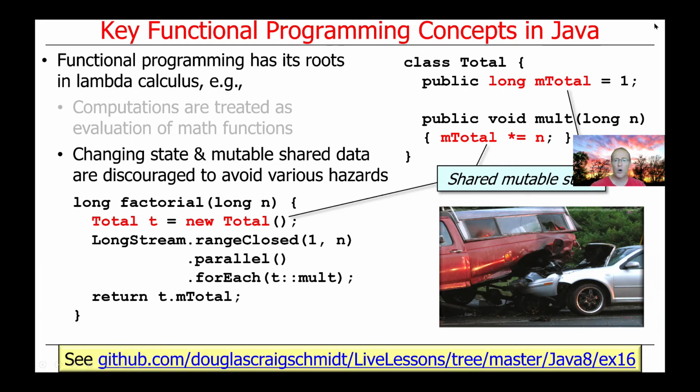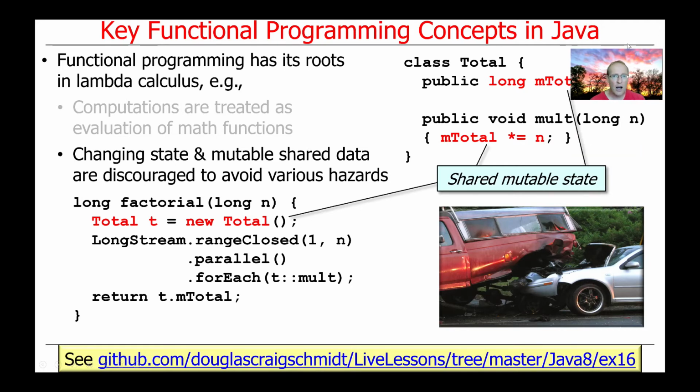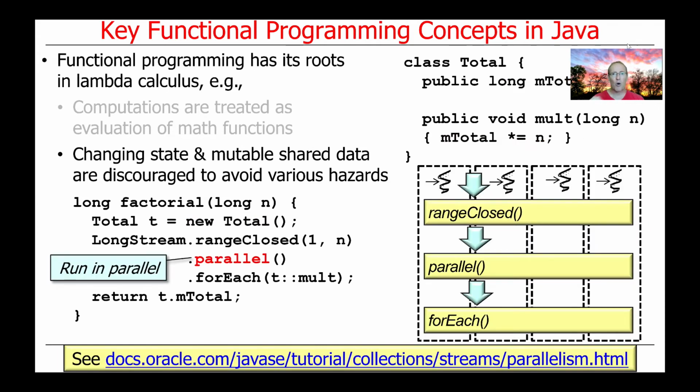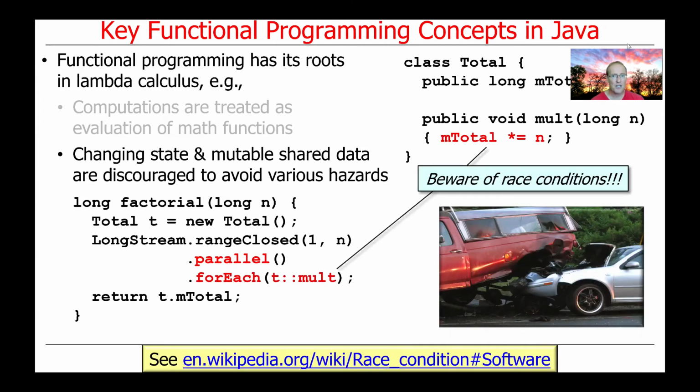It is initialized to 1. And it has a method called mult, which will increment M total by multiplying it by N, which is the parameter passed to it. That's what's called shared mutable state. And it's shared mutable state because we're going to run all these multiplications in parallel using the parallel streams directives. And the problem here is that the various multiplications that update M total will all occur at the same time. And because they're not synchronized, that's going to lead to something called race conditions.